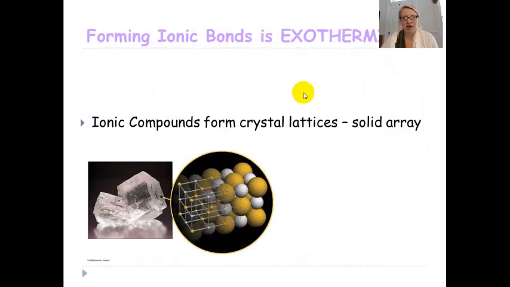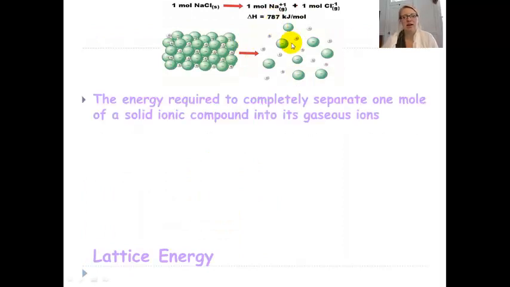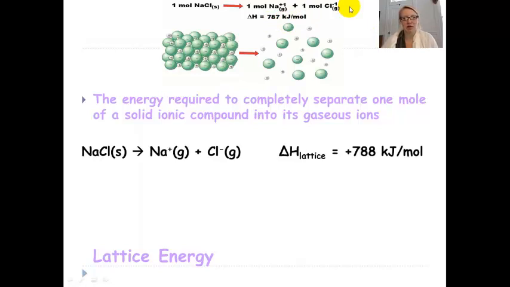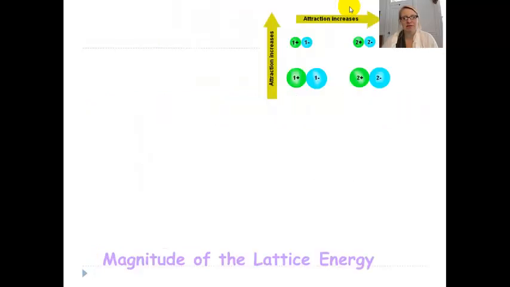Forming ionic bonds is very exothermic, so they release a lot of energy because they form crystal lattices. The lattice energy of an ionic compound is the energy required to completely separate 1 mole of a solid ionic compound into its ions as gases. So if you were to separate sodium chloride into gaseous sodium ions and chloride ions, it would require 787 kilojoules per mole. So separating a lattice is very endothermic. It takes a lot of energy to separate a lattice.